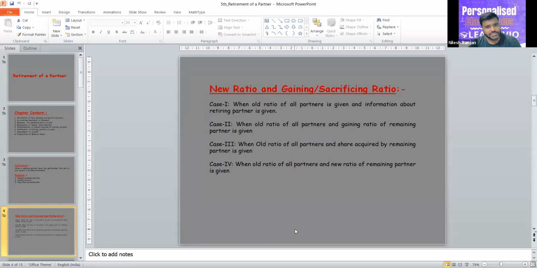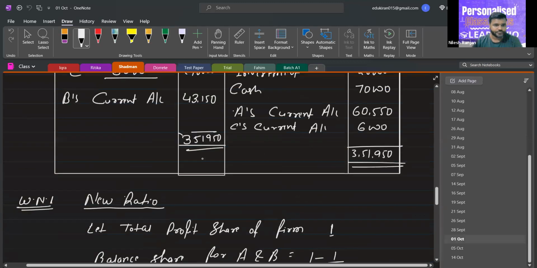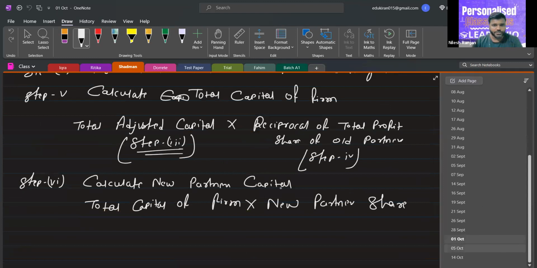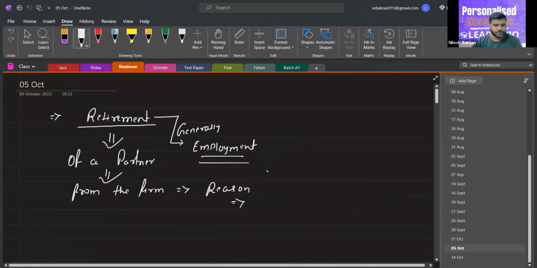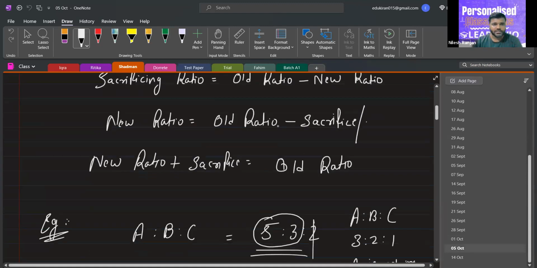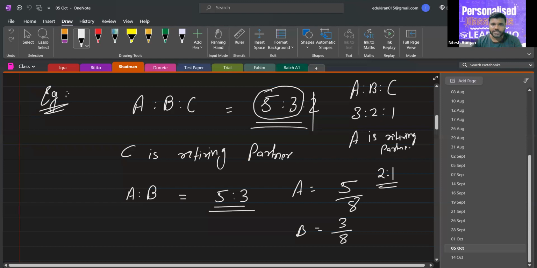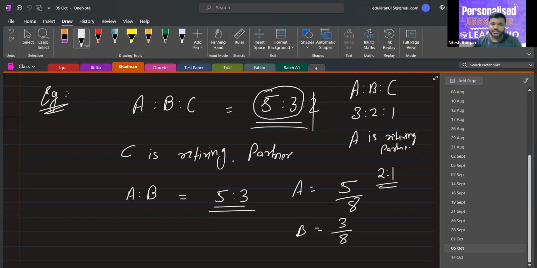These are all the cases written here. You already copied this, I think, or took a screenshot. Yes, sir. So you can see it here also. This is a different chapter. A, B, and C share 5:3:2. Actually, C is the retiring partner, so the ratio of A and B is 5:3. Only 2 is removed because C is the retiring partner, so we remove his share.